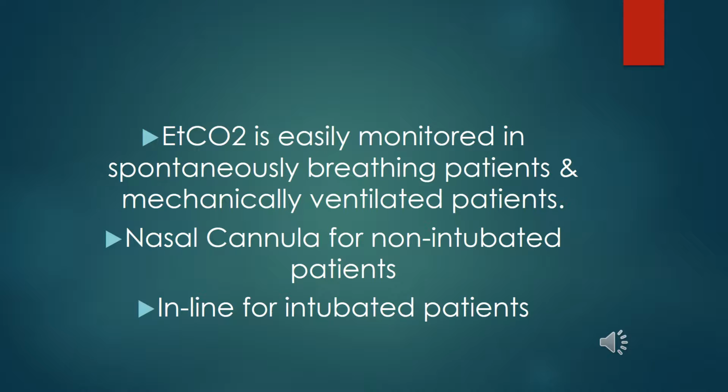You typically use a nasal cannula for non-intubated patients, where one side of the cannula delivers oxygen while the other side aspirates CO2, sending it back to the monitor, giving you the reading. And for intubated patients, it is siphoned in line off the expiratory limb, just off the ET tube. And this can give you continuous readings so you can tell whether or not your patient is breathing adequately.